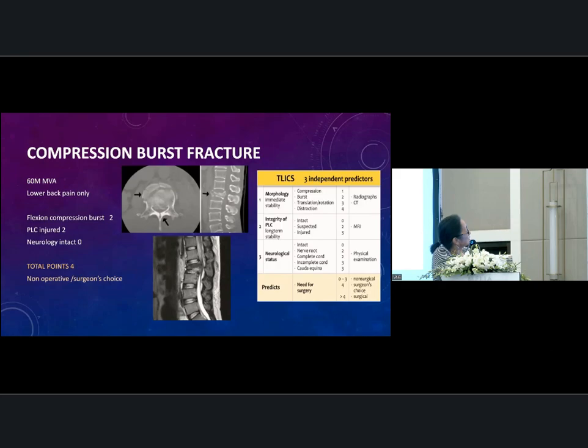This is another example, a 6-year-old male, motor vehicle accident, low back pain only. So with the morphology, again, flexion compression burst fracture. In this situation, we suspect that his posterior ligamentous complex is involved, so he gets a score of 2. He gets total points of 4, where there's a bit of a grey area, and it can be managed either non-operatively or with surgery, depending on their bias.